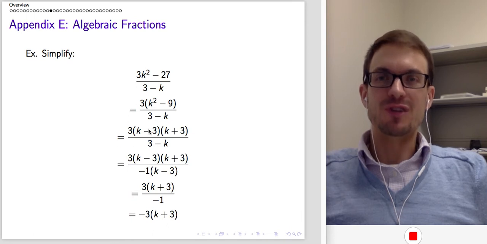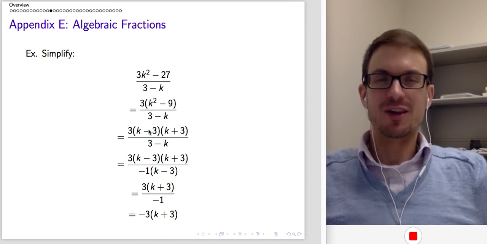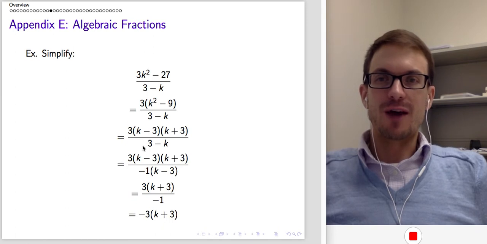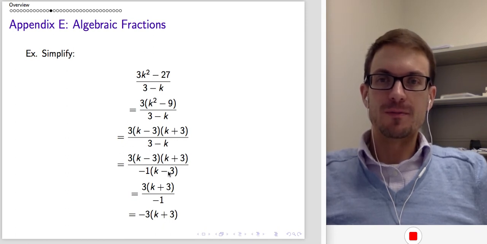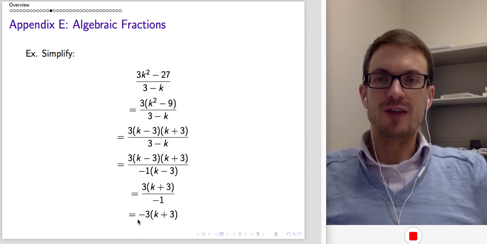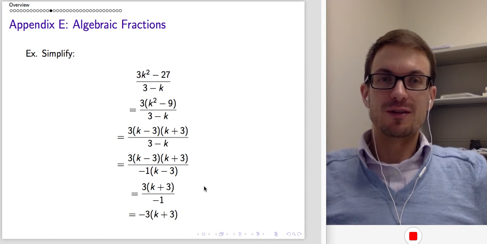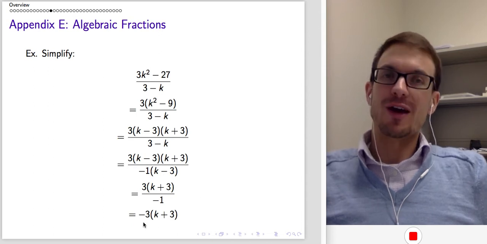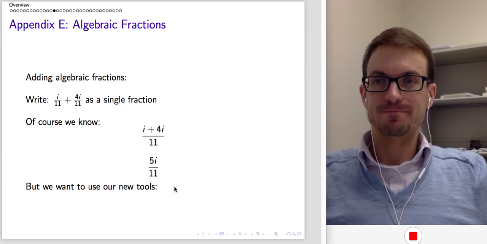When I do this, we see we have something that almost looks like it can cancel. We have to factor out a minus 1, and then it'll cancel beautifully. And indeed, our expression simplifies down nicely just to its numerator, minus 3k plus 3. Minus 3 times the quantity k plus 3, sorry.